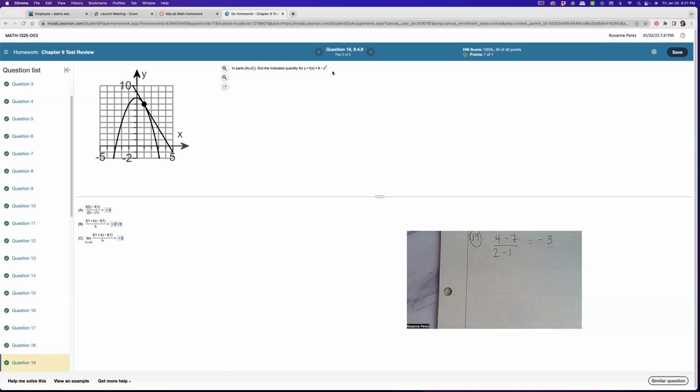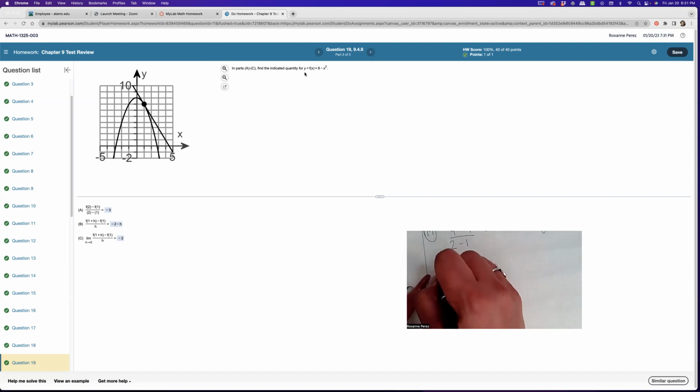Here, make sure you're reading the instructions. The function that we're evaluating is y equals 8 minus x squared, which is the parabola function. Okay? Then part B is asking us to evaluate f at 1 plus h minus f evaluated at 1 divided by h. So let's work that out together.